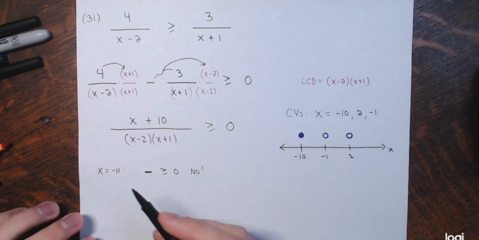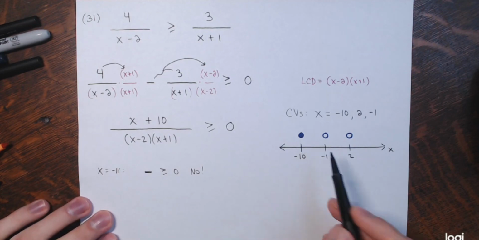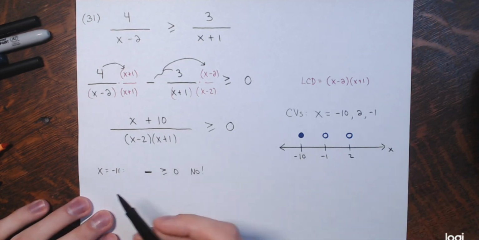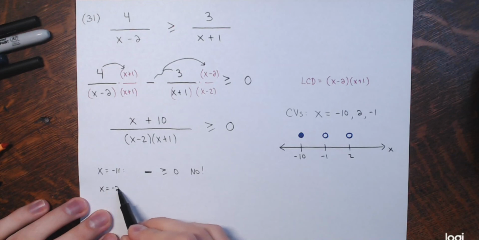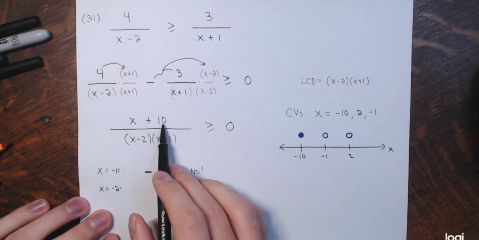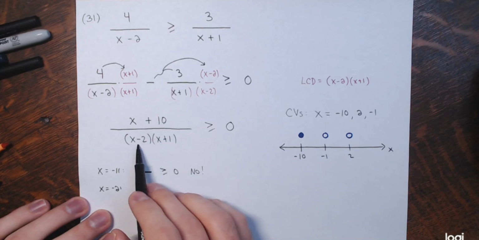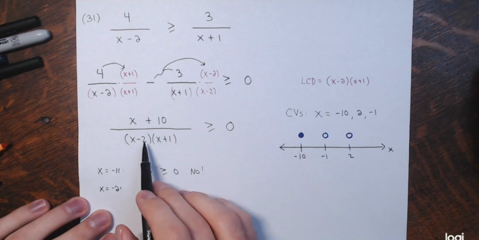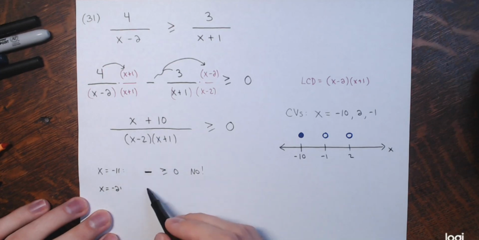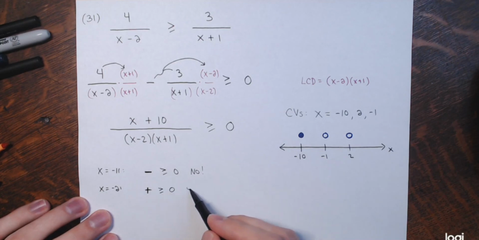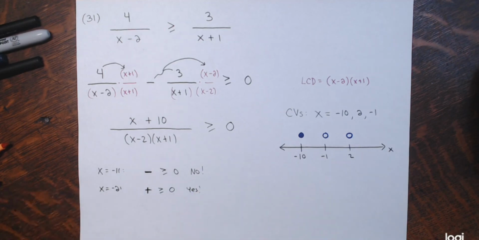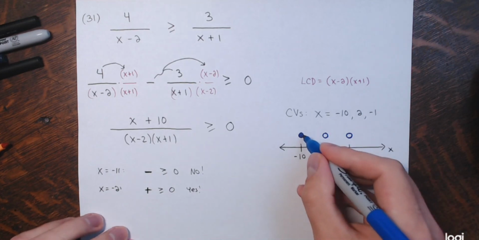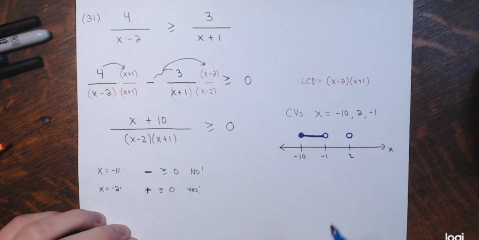Okay, how about between negative 10 and negative 1? So let's say negative 2. That's between negative 10 and negative 1. You'd have a positive numerator, then a negative times a negative again, negative 4 times negative 1. Positive numerator, positive denominator, you'd have a positive number on the left. Is that greater than or equal to 0? Yes, it is. So there are solutions between negative 10 and negative 1.